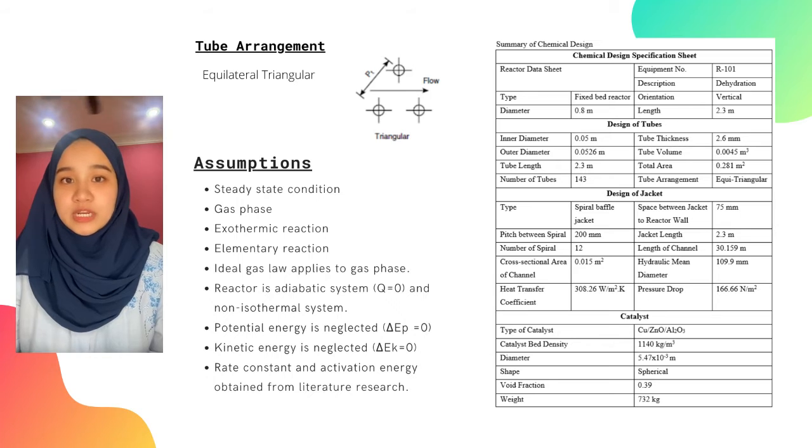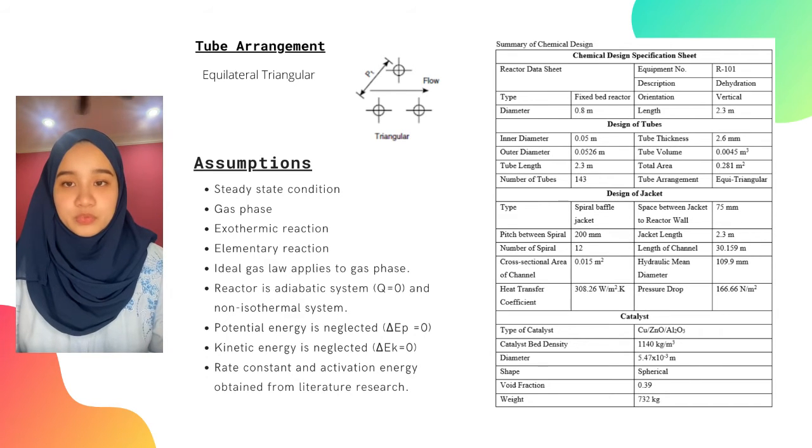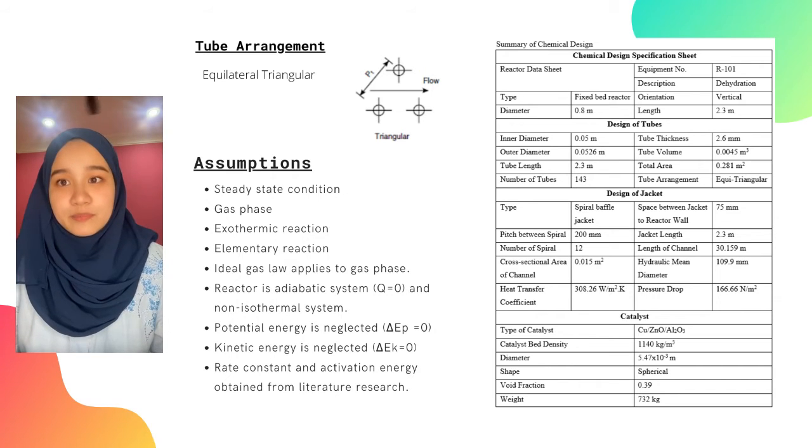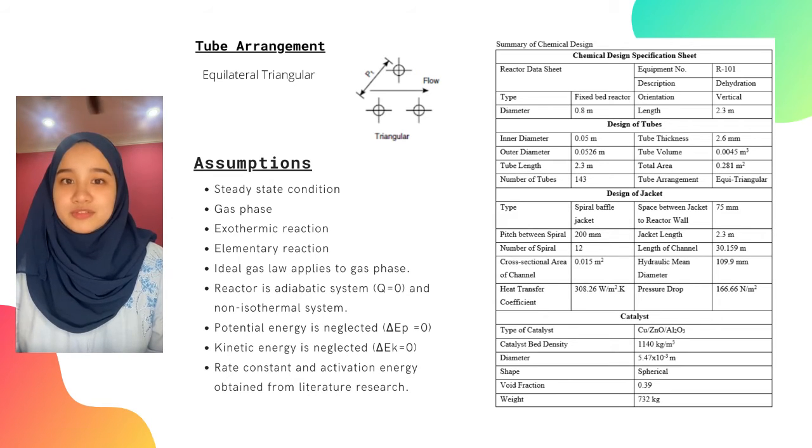The reactor R101 is a fixed bed reactor, therefore the catalyst in the reactor is copper oxide, zinc oxide, aluminum oxide with a weight of 732 kilogram and spherical shape. The catalyst bed density is 1140 kilogram per meter cube. Also, the reactions in the reactor are exothermic, therefore heat is released. Hence, a cooling jacket is needed. The type of cooling jacket is a spiral baffle jacket with a spiral pitch of 200 millimeter, and the number of spirals needed in the reactor is 12.